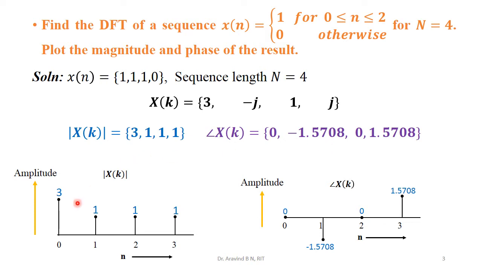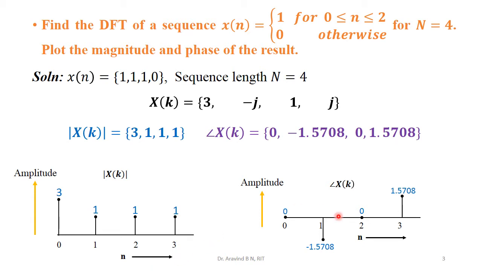Now plotting the magnitude as well as the phase over here. The x-axis is the n value. The total number of values is 4, starting from 0, 1, 2, 3. The y-axis is going to be the amplitude. The first amplitude value is 3, so at location 0 we are going to have the value 3. At location 1 we are going to have the value 1. At location 2 we are going to have the value 1. Again 1, so at location 3 we are having the value 1. So this is the magnitude plot we are going to have.